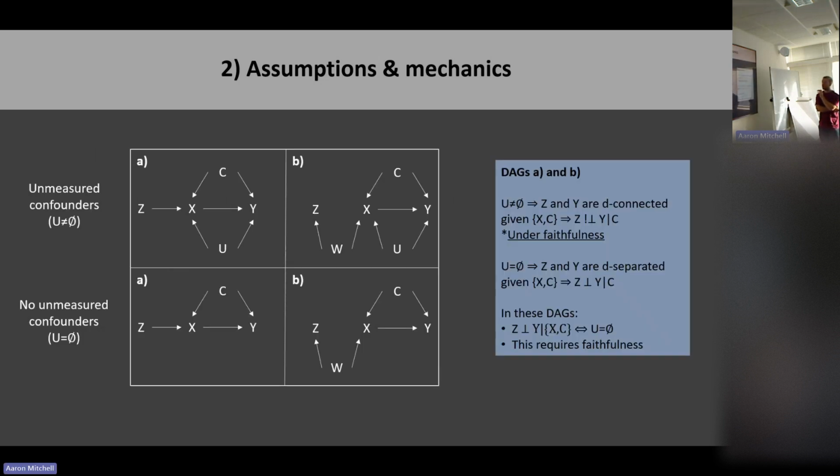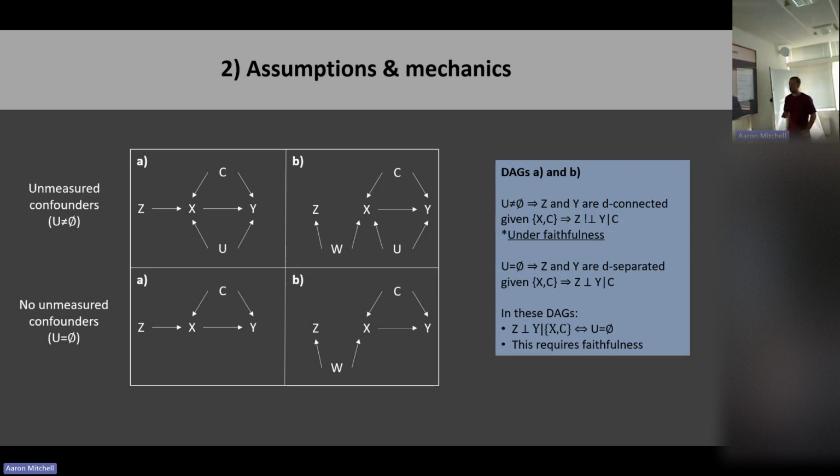So let's start off. Now we have two DAGs. Notice that the bottom ones have unmeasured confounders, so they have a U. The top ones are exactly the same as the bottom ones, with the exception that we don't have an unmeasured confounder, we don't have a U. Other than that, the bottom and the top DAGs are exactly the same. Okay. So let us examine those DAGs with regards to the question that we have in mind.